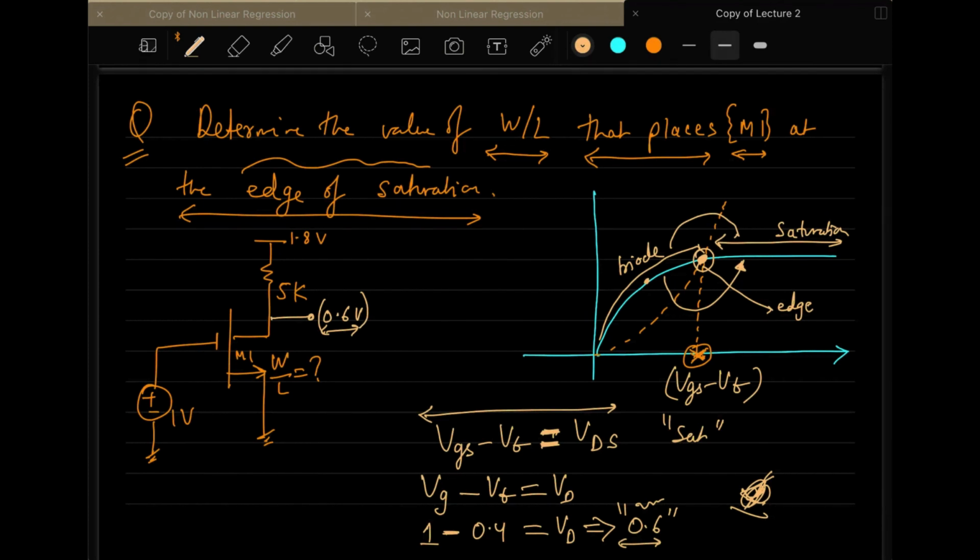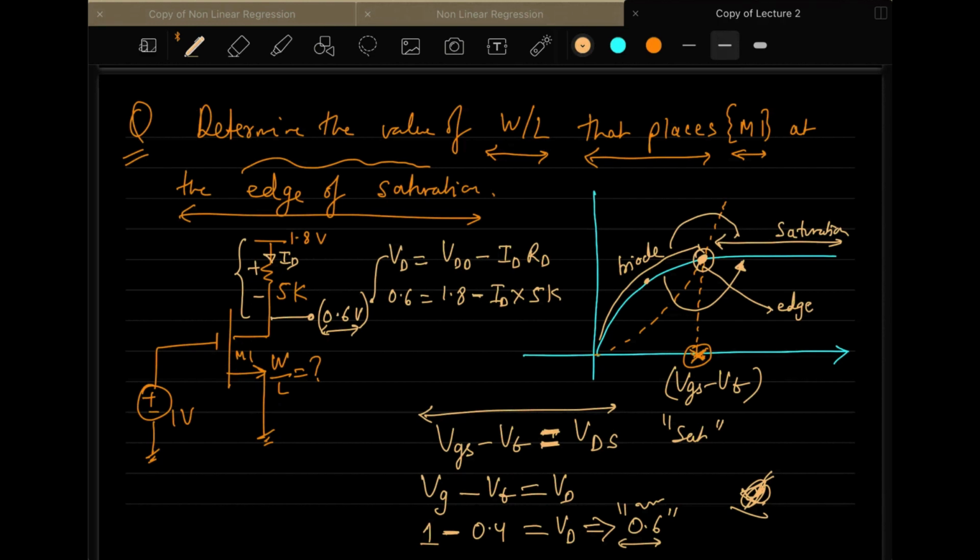So if you are at the edge of the saturation, then you can use the equation of the current which is in saturation. So then you write KVL here. This is your ID, and the drain voltage is equal to VDD minus IDRD. What is the value of VD? VD value is 0.6. What is the value of VDD? Its value is 1.8. What is the value of ID? That you have to calculate. What is the value of RD? RD is 5K.